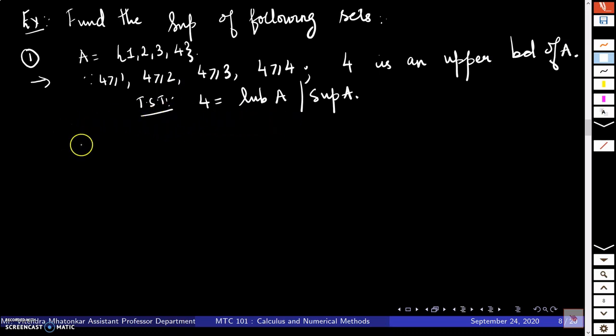So how do we show that 4 is a least upper bound? If you go back and see the definition, the first condition is that 4 is an upper bound, that is already true. If you take any other upper bound of A, then that has to be bigger than or equal to this 4. Then only 4 will be the least upper bound, right? So let beta be any other upper bound of A.